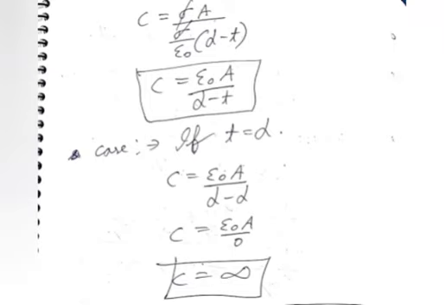Again we'll take a case, that is if T is equal to D, I mean, if the size of the conducting plate is exactly the distance between the plates of the capacitor. So C is equal to epsilon naught A by D minus T, but instead of T we'll write D. So D minus D becomes 0, and if anything is divided by 0, the answer would come infinity. So this shows that if we place a conducting slab between the plates of a capacitor, the capacitance could be made infinite.